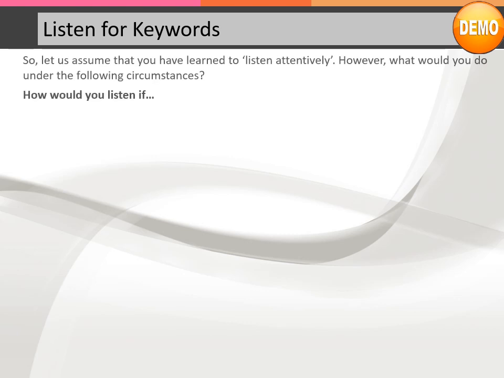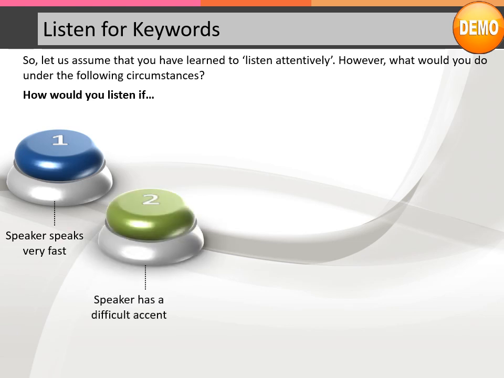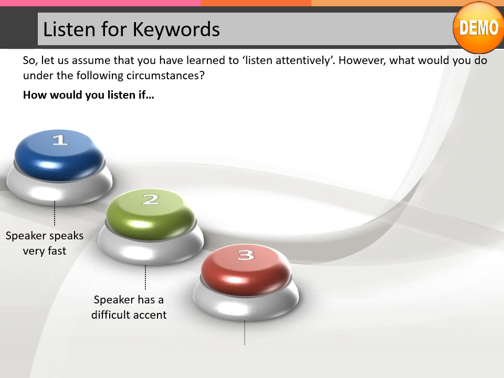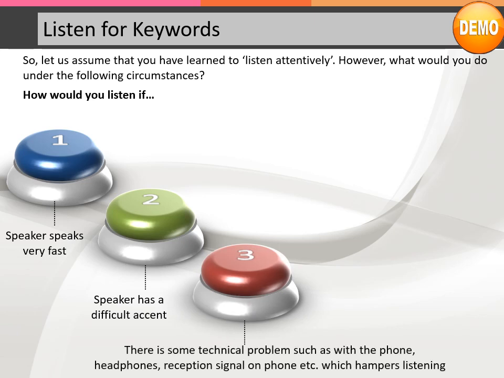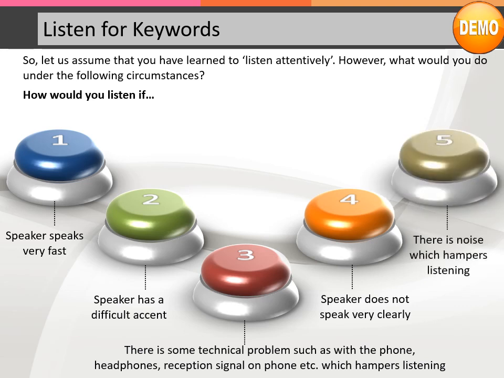Listen for keywords. So, let's assume that you have learned to listen attentively. However, what would you do under the following circumstances? How would you listen if: Number 1, speaker speaks very fast. Number 2, speaker has a difficult accent. Number 3, there are some technical problems, such as with the phone, headphones, reception signal on the phone, etc., which hamper listening. Number 4, speaker does not speak very clearly. Number 5, there is noise which hampers listening.